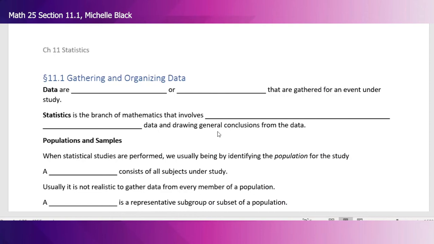Chapter 11, Statistics. Section 1 is gathering and organizing data. Data are measurements or observations that are gathered for an event under study.